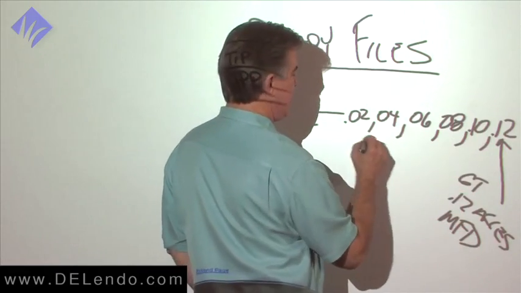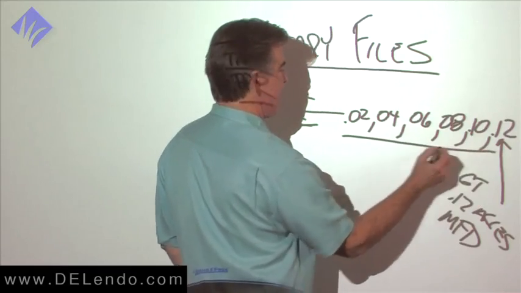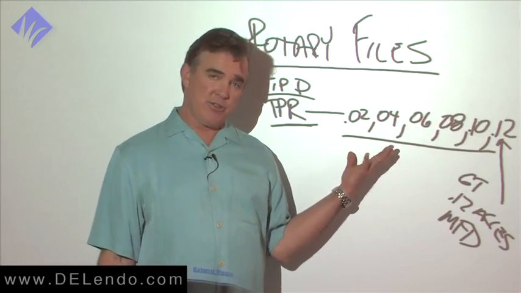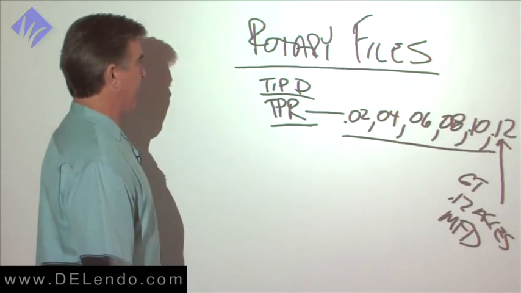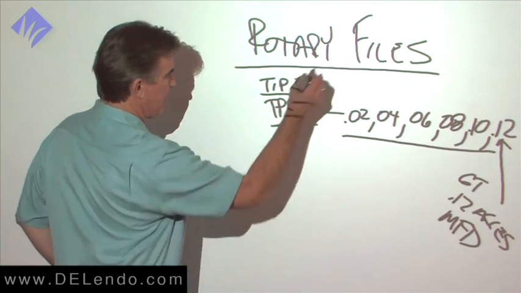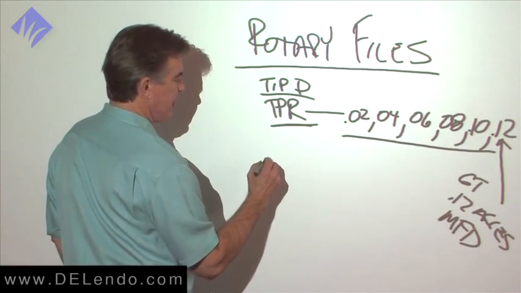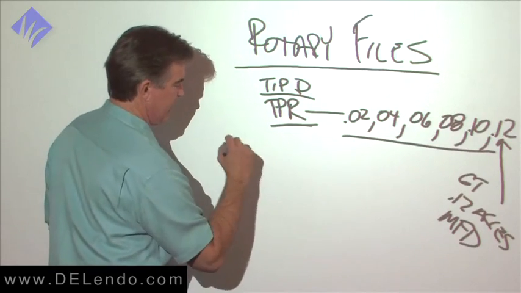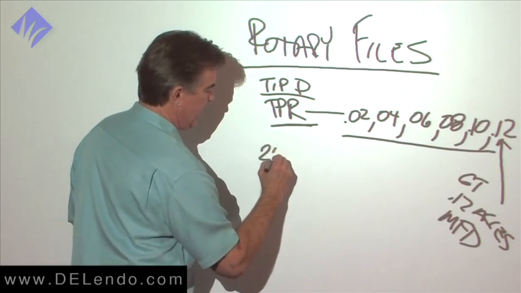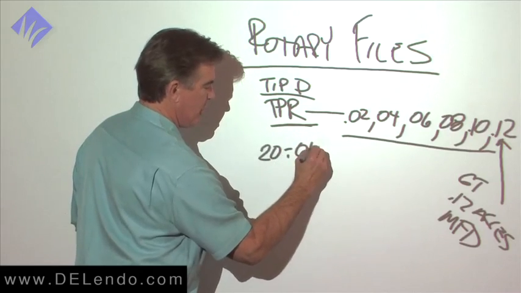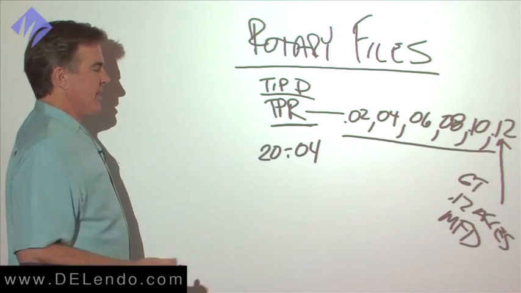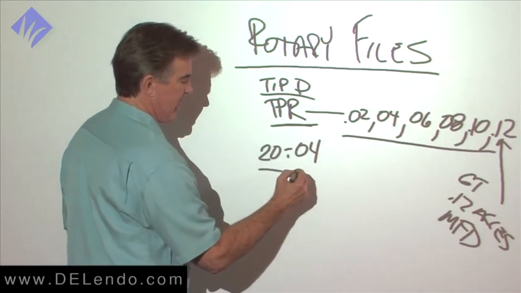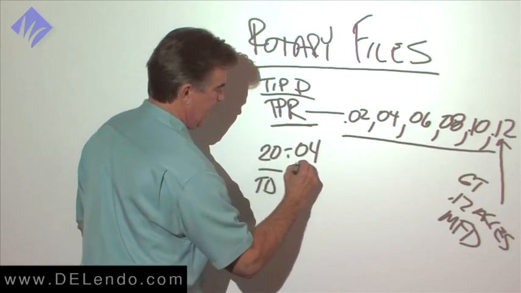We choose the tapers we want to end up with. We use the tapers at different parts of the procedure to achieve different objectives. We describe these as tip diameter first. Most companies do this. I think Sybron's the other way. We call it a 2004, a 3006, a 2510, whatever. Tip diameter and taper.